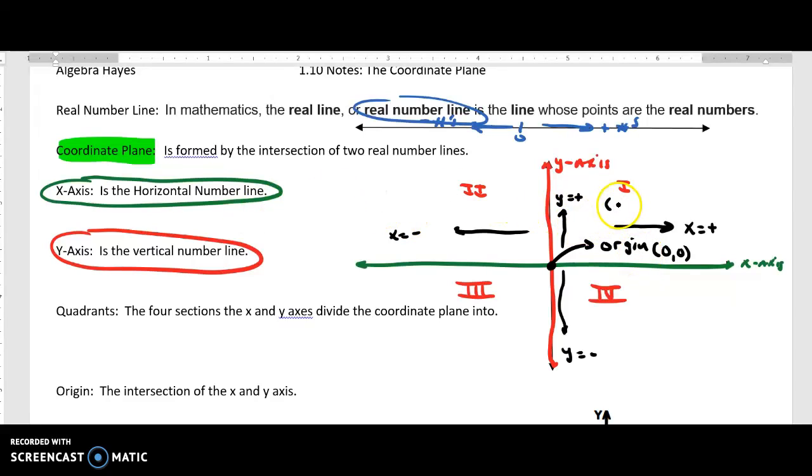So in quadrant 1, all of your x values are positive, and since you're above the x-axis, all your y values are positive. In quadrant 2, all your x values will be negative, and all your y values will be positive. Quadrant 3, you're to the left of the origin, which makes your x values negative. You're below the origin, so your y values are negative. Then in quadrant 4, since you're to the right of the origin, all your x values are positive. And then if you go below it, your y values are negative.